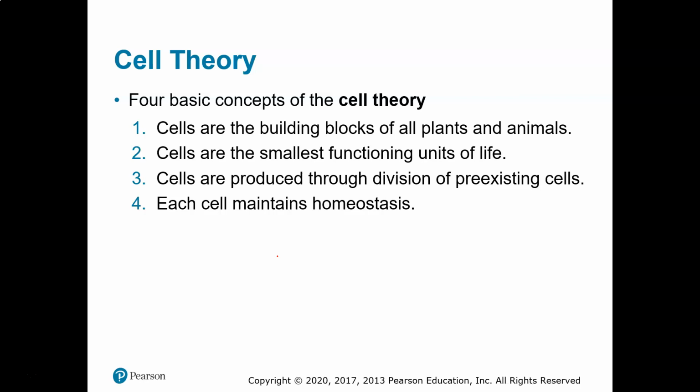So, the four basic concepts of the cell theory. This entire chapter is based around the cell theory. Cells are the building blocks of all plants and animals. Cells are the smallest functioning units of life. Anything smaller than a cell is not considered a functioning unit of life. Cells are produced through division of pre-existing cells. And each cell maintains internal homeostasis.